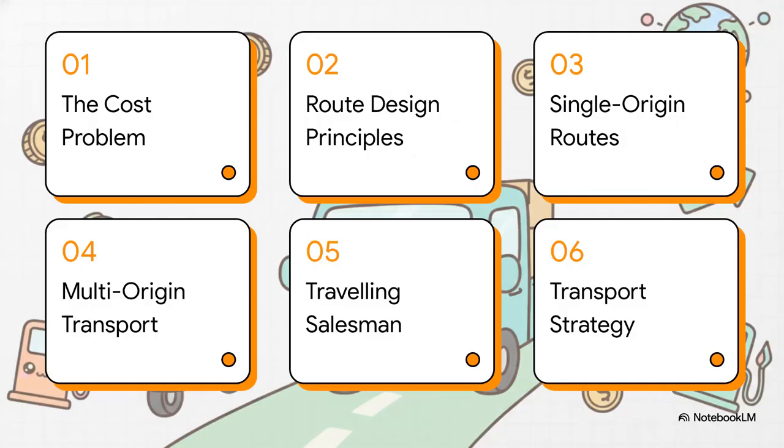So, here's our syllabus for today's tutorial. We're going to look at the transport cost problem, apply some key route design principles, solve single and multi-origin transport problems, tackle the famous traveling salesman loop, and finally figure out how to choose your transport strategy.